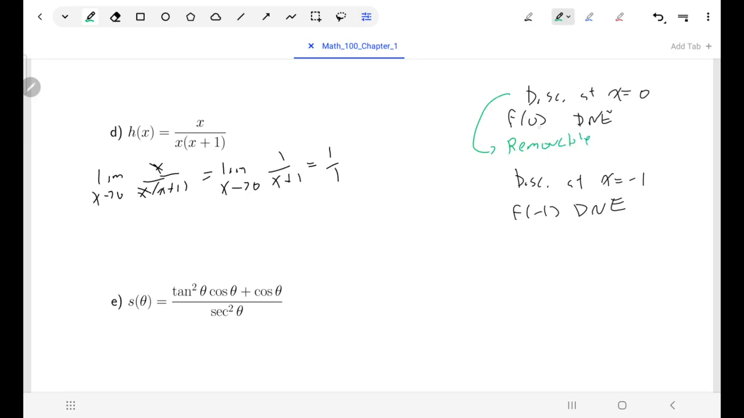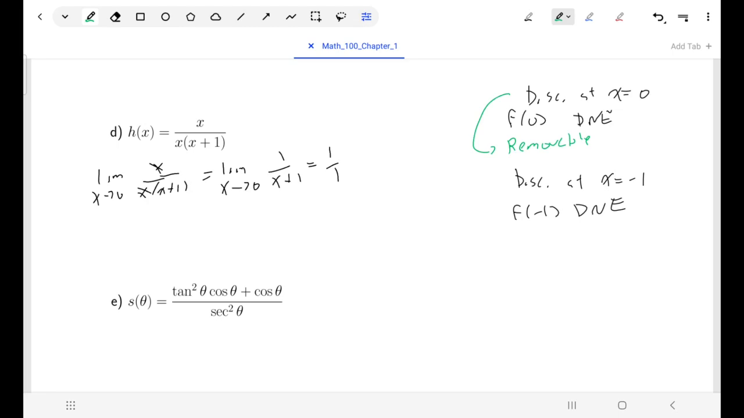If I said f of 0 had a y value of 1, then the limit would match up with the y value. We'd have a nice continuous function. Right now, what we have is a hole. We have no y value at 0, but on the left side and the right side, the graph is getting closer and closer to 1. So we have a hole, in other words, a removable discontinuity at 0.